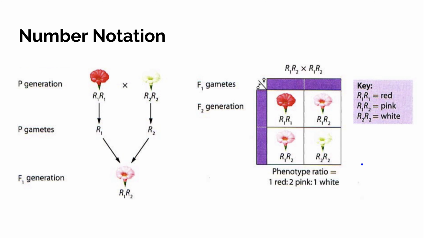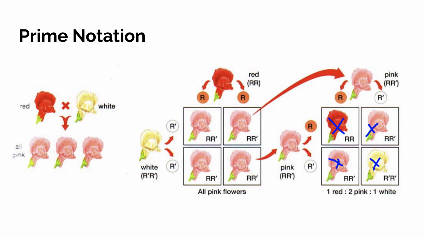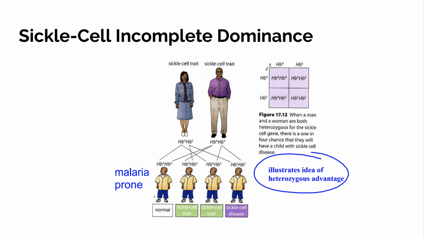Using the same example of flower color, this is how we would do it with number notation. Instead of big R, little r, it's R1 and R2. And prime notation uses the prime value from mathematics, which looks like an apostrophe. So you have R and R primed being red and white respectively in prime notation. Either of those notation types work. Then we have an example of where the blending of the traits is not exactly in the middle.